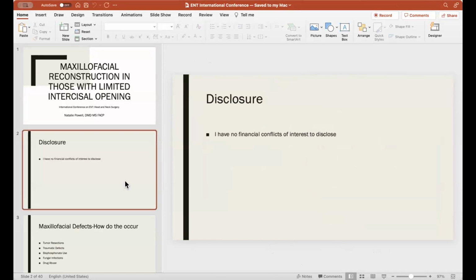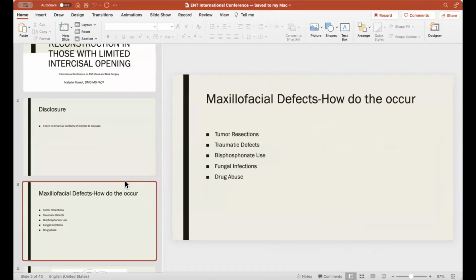So I am a prosthodontist and I have no financial conflicts of interest to disclose. I'll be talking about maxillofacial reconstruction in two cases that I've worked on with my ENT colleagues here at the hospital.